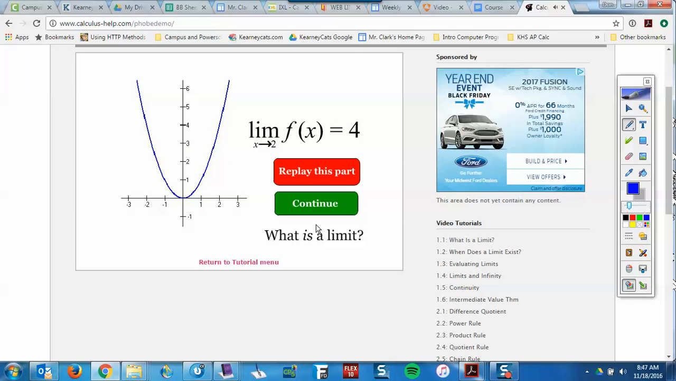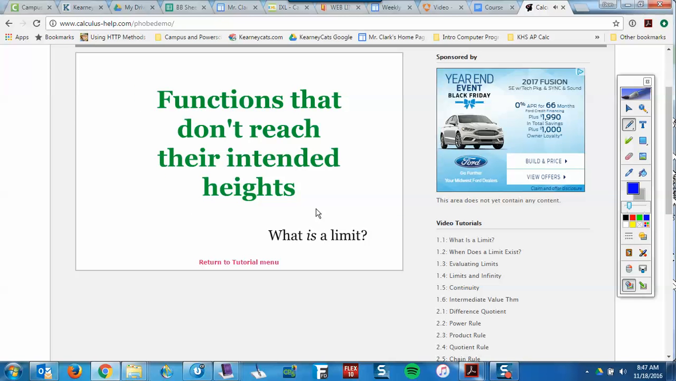Okay, very simple. Simple, basic, nice continuous graphs. The limit is very basic. It's just what it seems to be. There's nothing really earth-shattering about what we just learned. But that changes when we examine functions that do not reach the heights they intend.